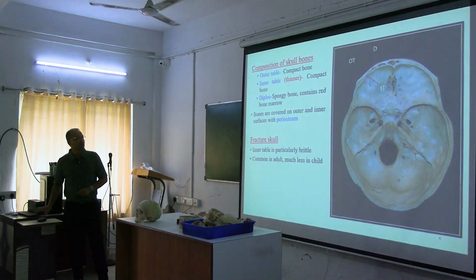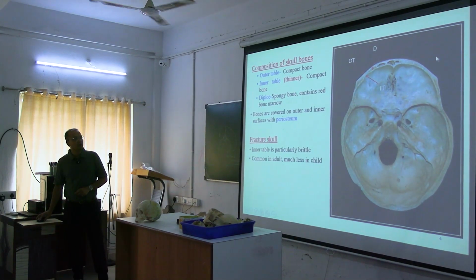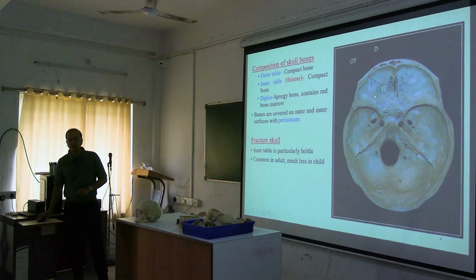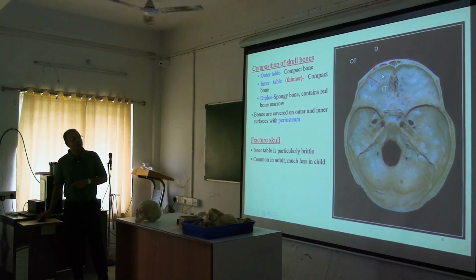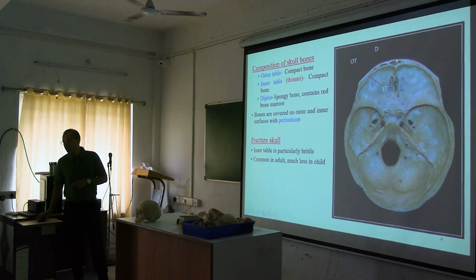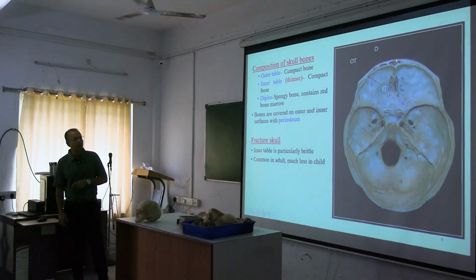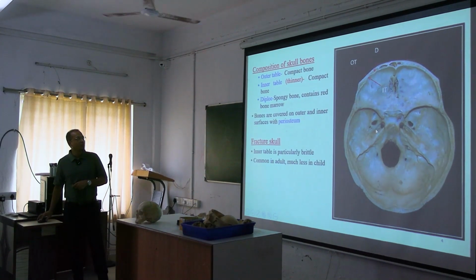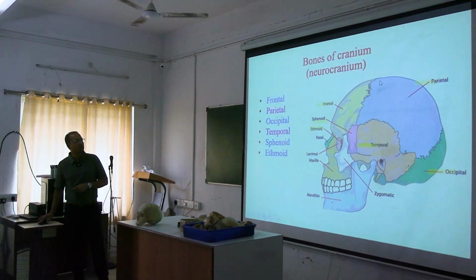So, this skull bone has an outer table, OT, and an inner table which is thinner, and in between them we have a space we call the diploic space, which is filled up by the marrow. So, this is how the bones of the skull are layered.